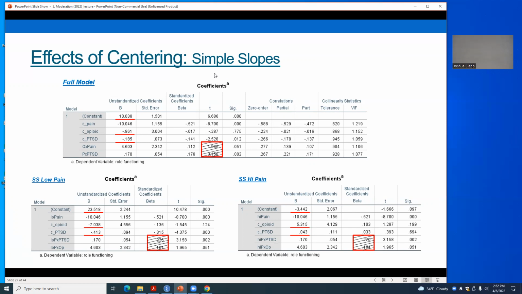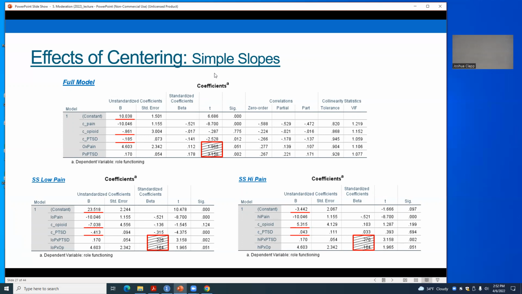What's the coefficient I'm most interested in? Why did I run this whole model? What's the coefficient or the effect I'm interested in here? PTSD, right? The unique effect of PTSD on role functioning at low levels of pain. If I look at that and take a look at my p-value, I've got a very low p-value here, right?